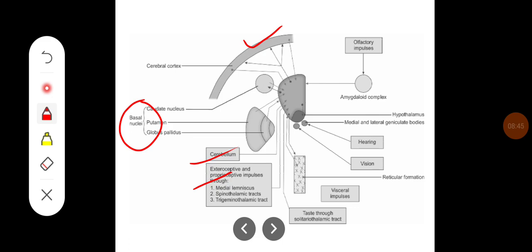And it also receives visceral impulses from the reticular formation, and taste. It receives information from vision and hearing through the medial and lateral geniculate bodies. It is extensively connected to the hypothalamus and the amygdaloid complex as well.